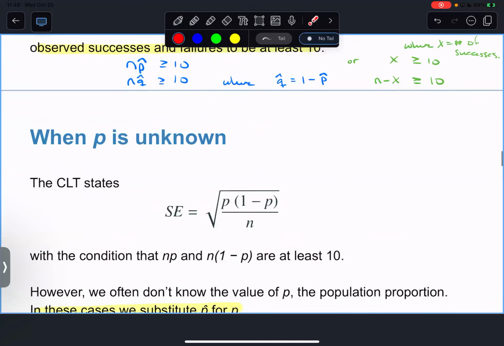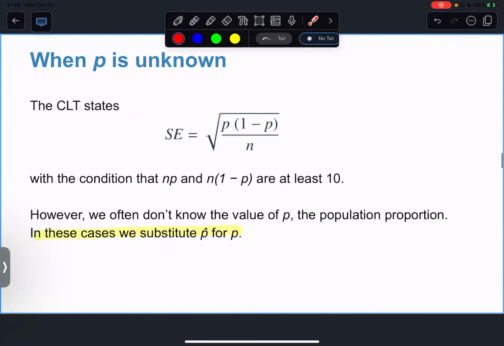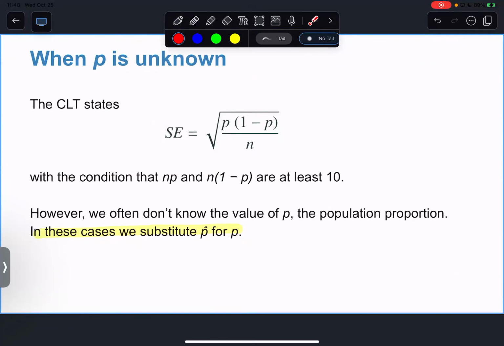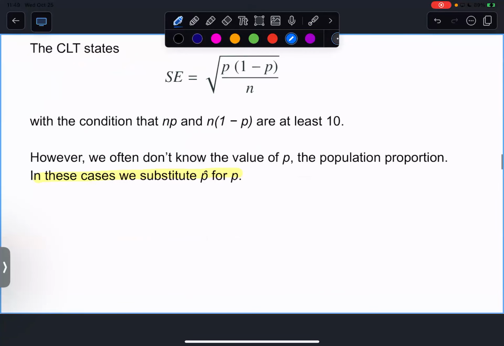Okay, so now we're back to that slide that I skipped to before. We're trying to use p. We don't know what it is. We're trying to figure out what a reasonable range for p might be. And so what we do is we just substitute p hat for p.